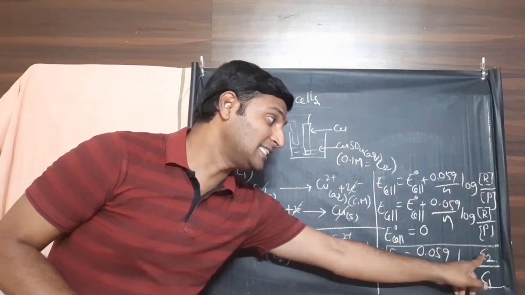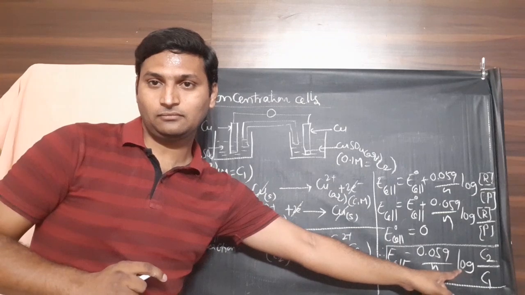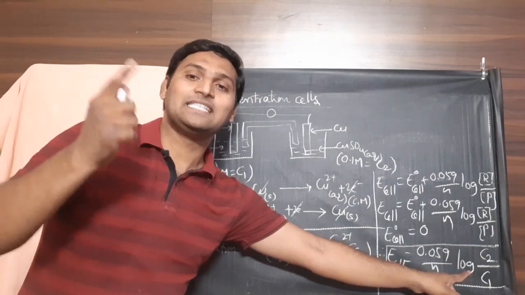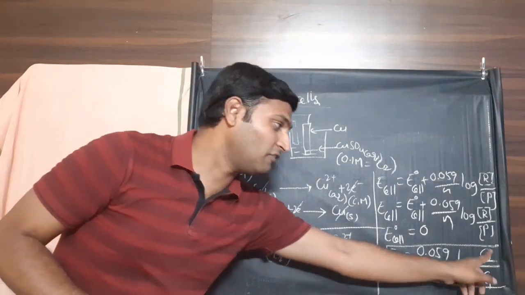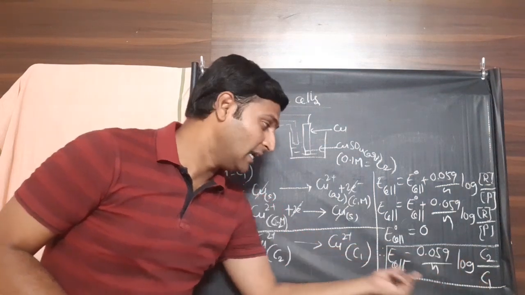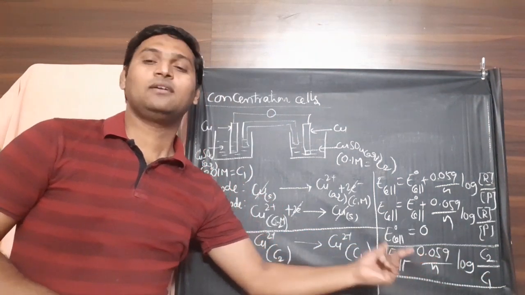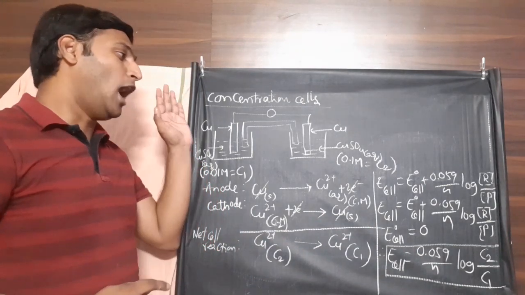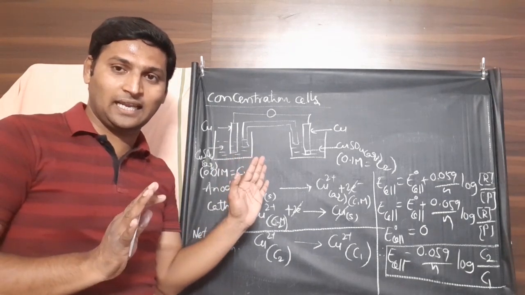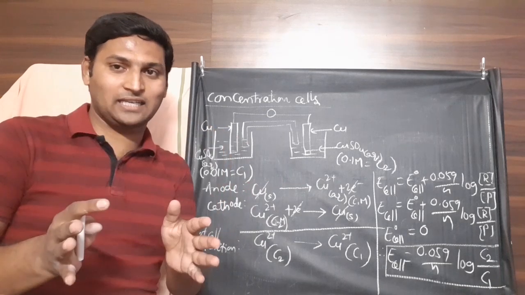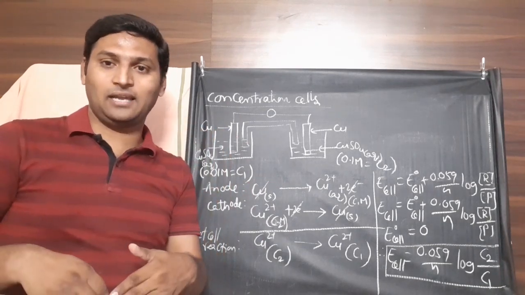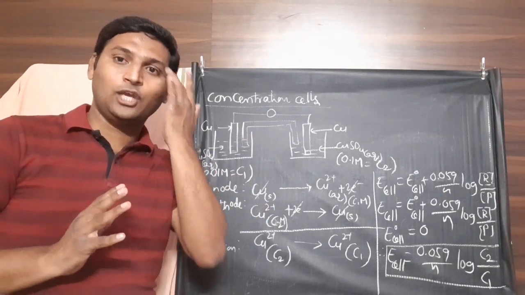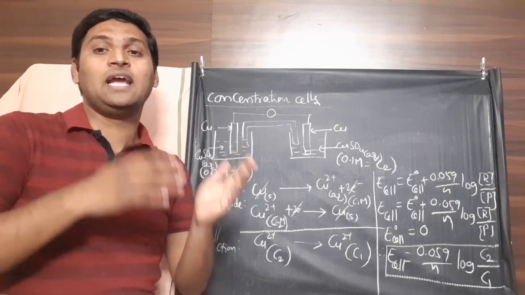If the ratio C2 by C1 comes less than 1, then log of C2 by C1 is negative, since log of any value less than 1 is negative, hence E cell comes negative. If E cell comes negative, the reaction is not spontaneous and the cell doesn't function. So please understand, there is no question of the cell not functioning once you create the concentration gradient. My explanation here is, whenever you design a concentration cell, you must understand which direction the electrons flow and which direction the current flows.